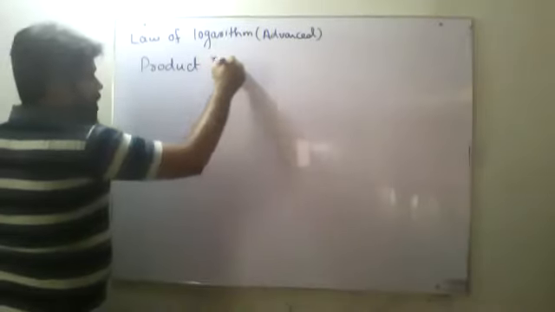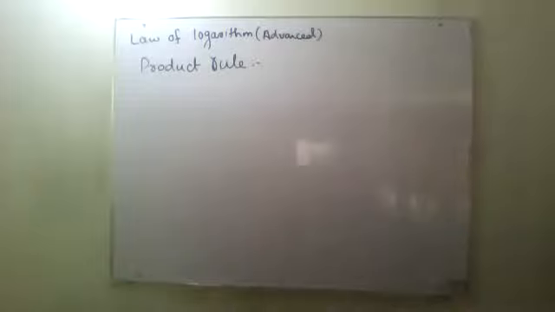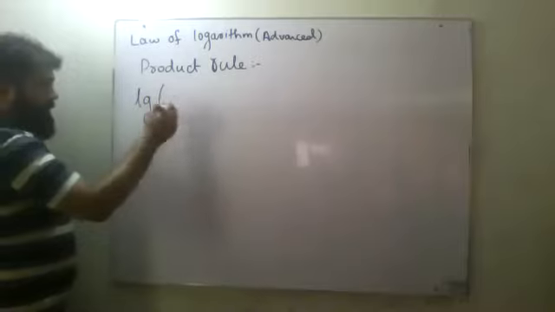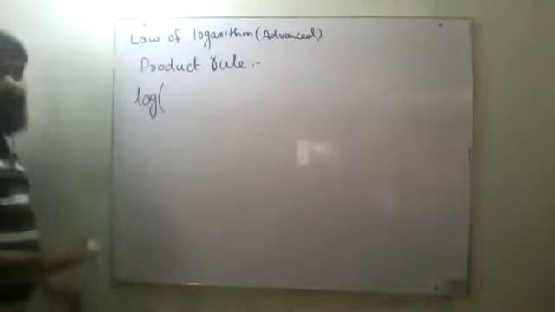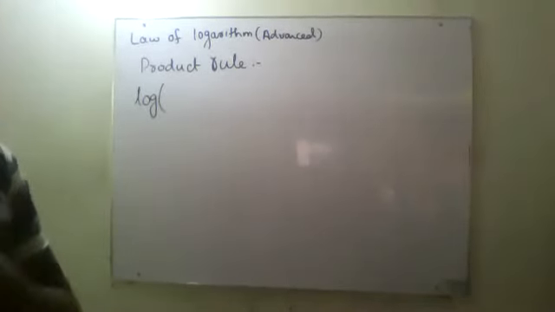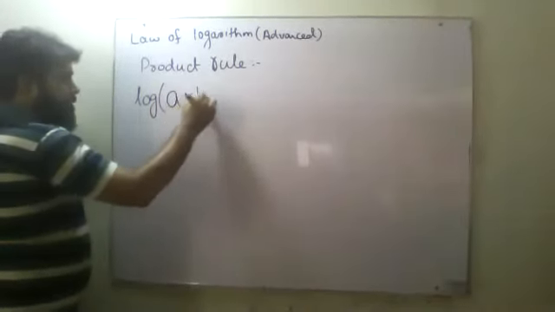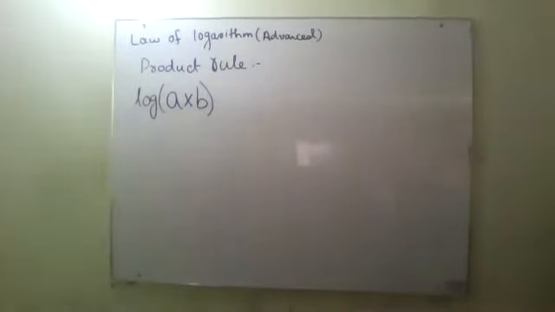Product rule. Okay, what does product rule mean? It means that, for instance, I have got any log, and I'm writing any log: log with base 10, log with base exponential, log with any base, is being applied on a product. A multiplied by B is a product, and that product is A multiplied by B.